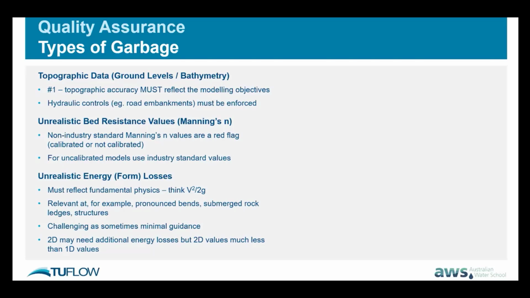Unrealistic form loss values. Once again, this is a bit of a difficult one for our industry because there isn't a lot of guidance in terms of these. But what's come out of the Brisbane River study and other studies and a lot of flume testing we've been doing, you can get a good handle on the bend loss or the energy losses at bends and so forth. And also structures are often well documented in that regard. So the only thing to be careful of is in the 2D world, because it actually is modeling quite a lot of those energy losses, but you might need to add some additional energy loss due to the vertical and other things that the 2D resolution is not good enough to pick up.